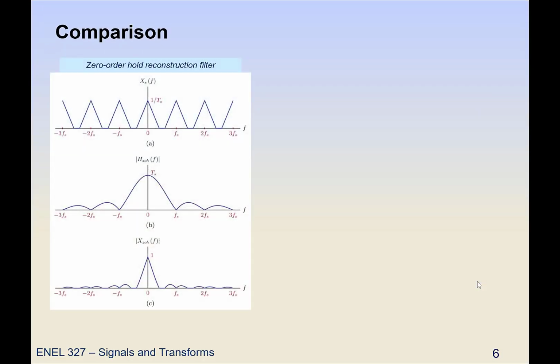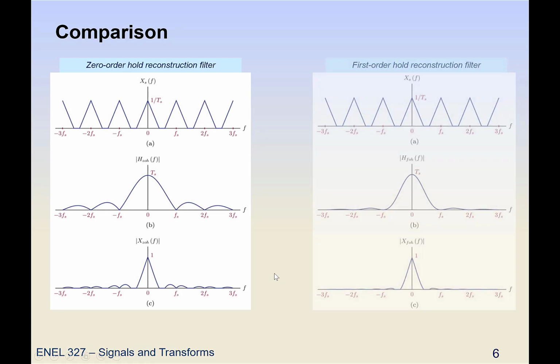So let's compare those in the frequency domain. The zero order hold reconstruction starts with the spectrum of the sampled signal, and we multiply it with the spectrum of the zero order hold filter. Remember, it was a sinc function, and this is what we recover. With the first order hold, the sampled signal spectrum is the same, but the filter function is different. It's a sinc squared instead of just a sinc, and this is the recovered signal at the output.